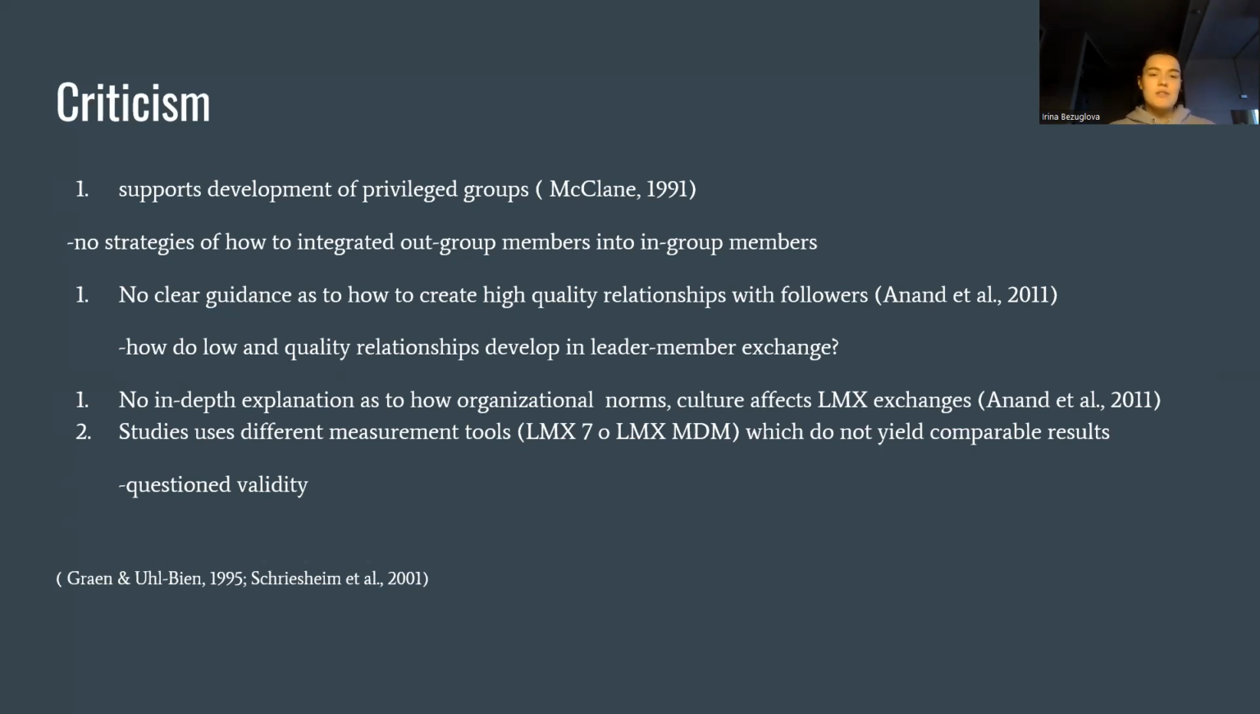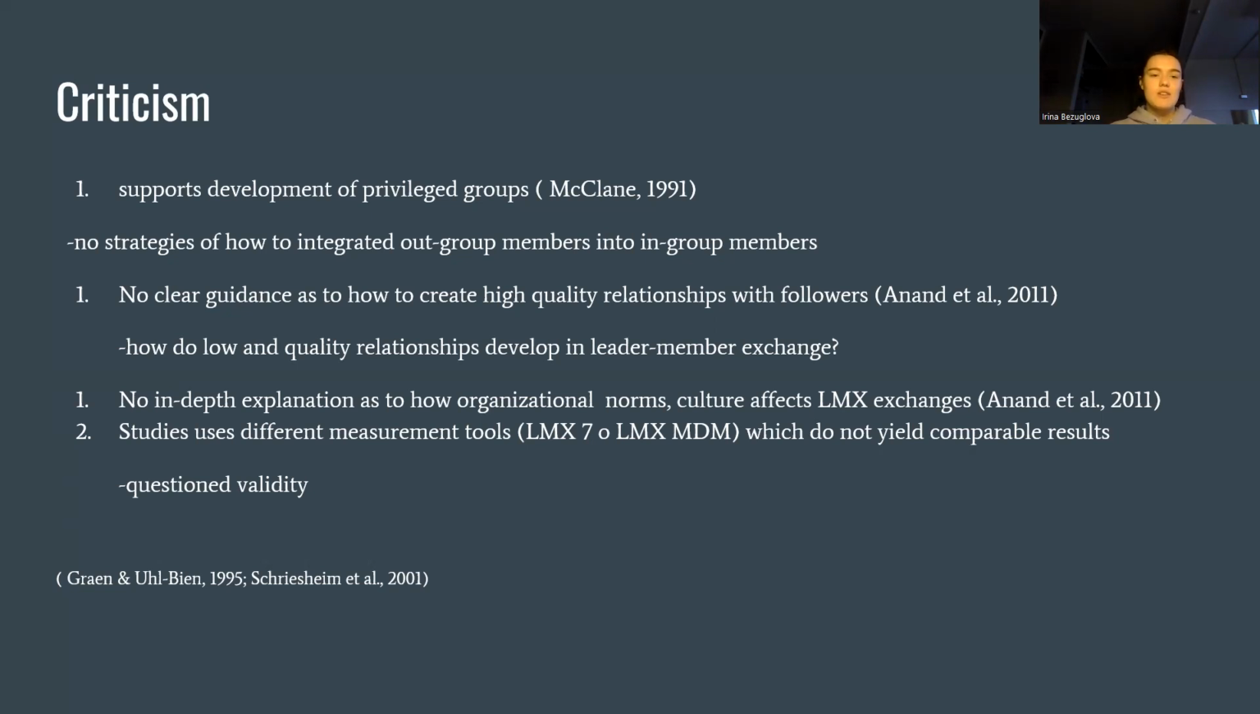And then also, there's no clear guidance as to how to create a high quality relationship with followers. Well, there is the emotional part of it, such as role taking, going back to where we talked about a member and a leader exchanging something personal, such as having children. That is something outside of the work. Well, that just describes a process of how to create a quality relationship, but it doesn't tell us how exactly to do that in steps or descriptive ways. It just describes a process, but doesn't give us an exact way to build that relationship with followers.